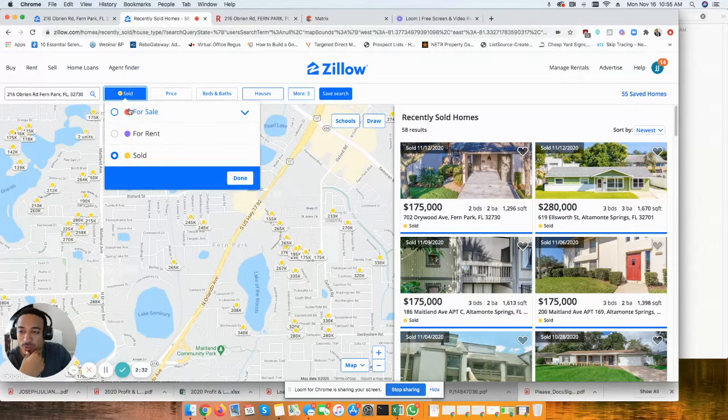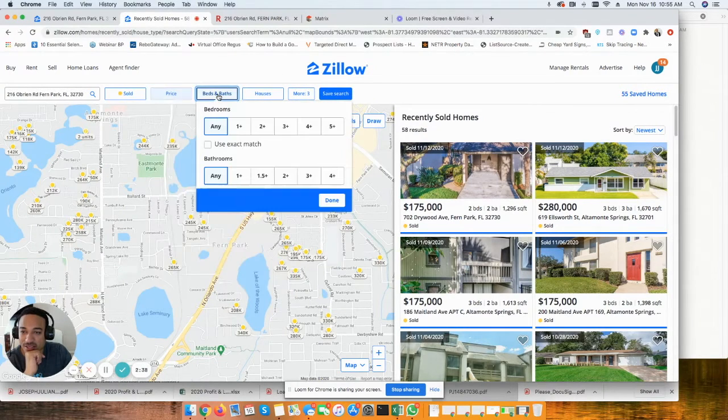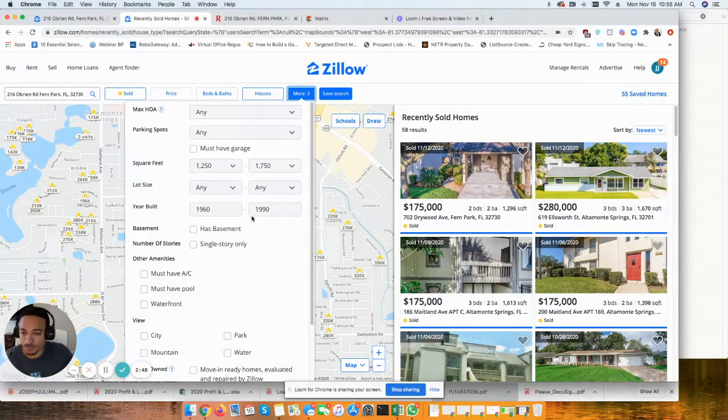So you're gonna see your for sale, for rents, and solds, right? You don't have to pay attention to that. You don't really have to pay attention to this unless you absolutely want to get really granular. But for now, we're going to keep it very simple and basic.